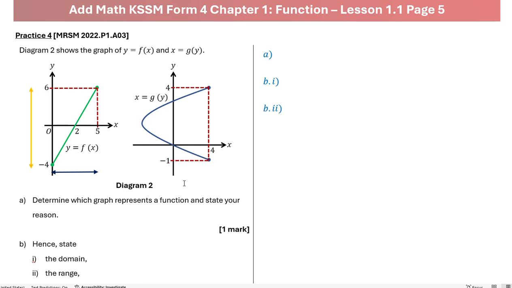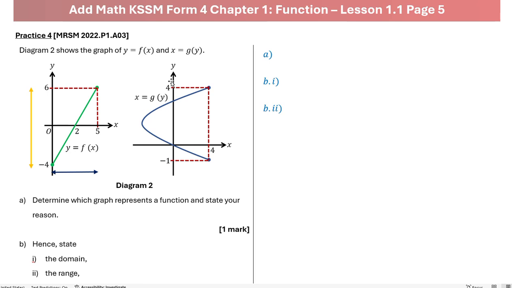Determine which graph represents a function and state the reason. Remember, our discussion started with relation. There are 4 types of relation, and only 2 of them can be considered as function. What are the 2 of them? One to one or many to one. If we conduct the vertical line test and horizontal line test for this one, we always end up with 1 to 1. So this is a function.